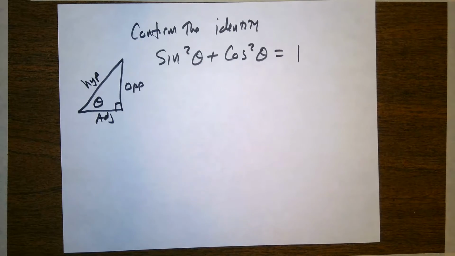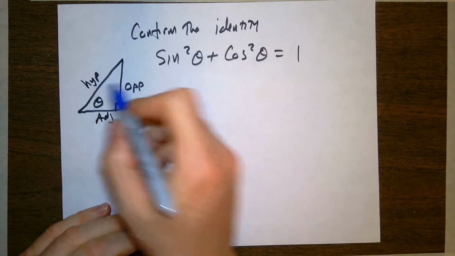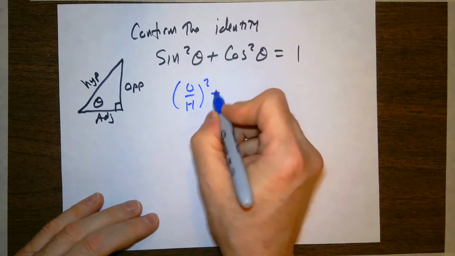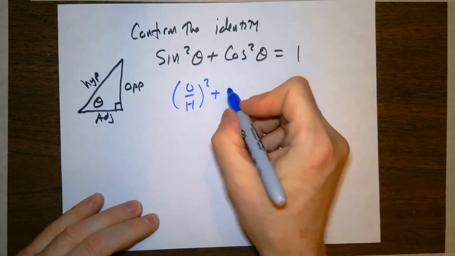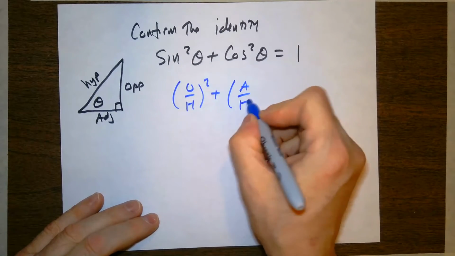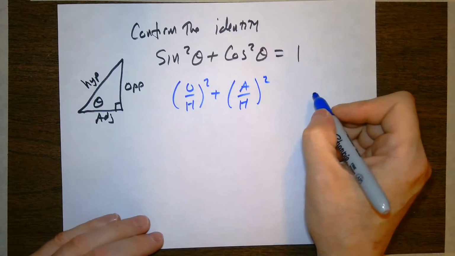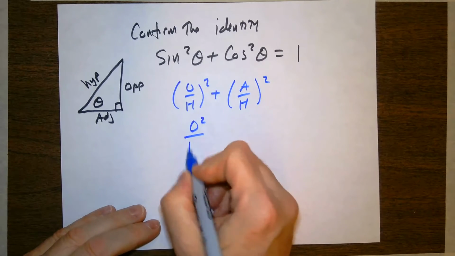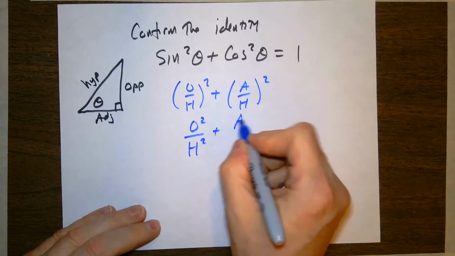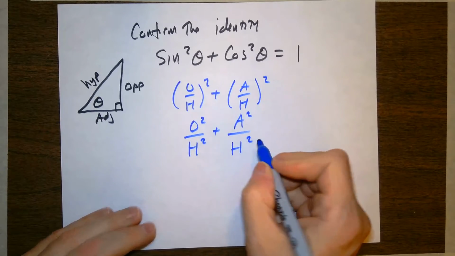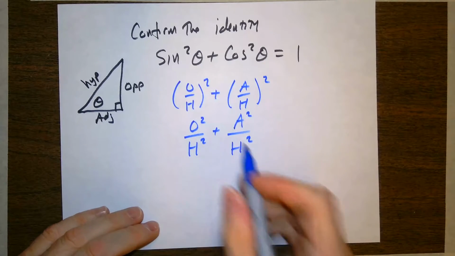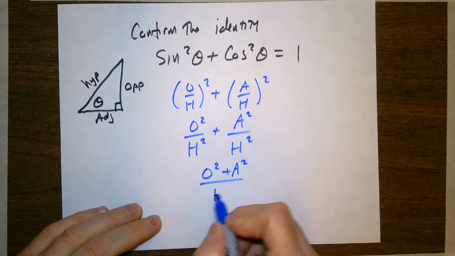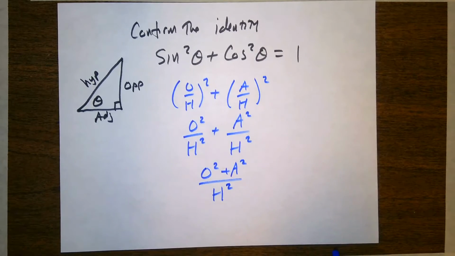If I look at the sine, it is opposite over hypotenuse, so this is going to be opposite over hypotenuse squared. Cosine is adjacent over hypotenuse squared. So here I'm going to get opposite squared over hypotenuse squared plus adjacent squared over hypotenuse squared. They've got common denominators. I can combine them. Opposite squared plus adjacent squared over the hypotenuse squared.